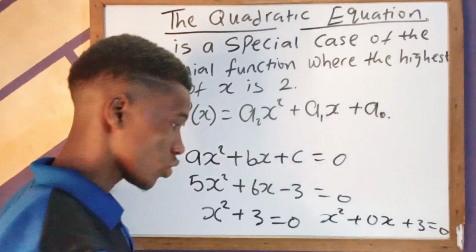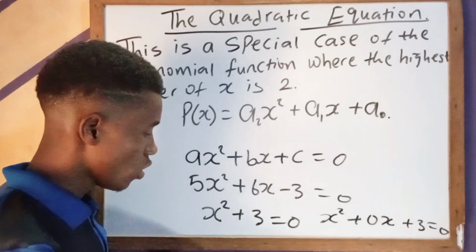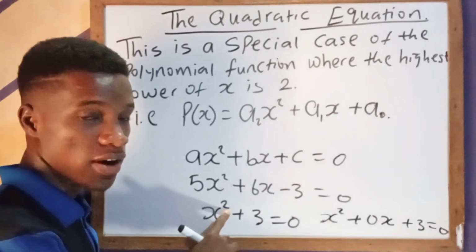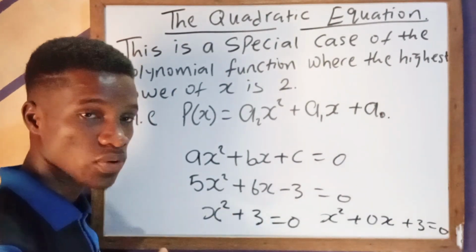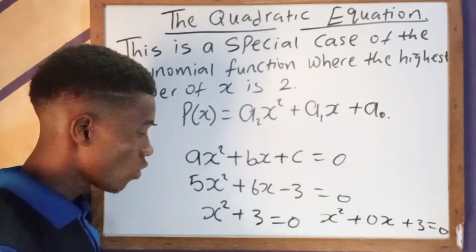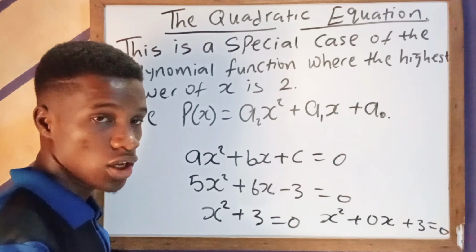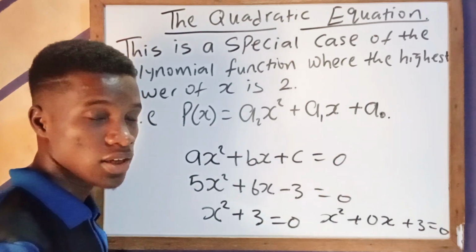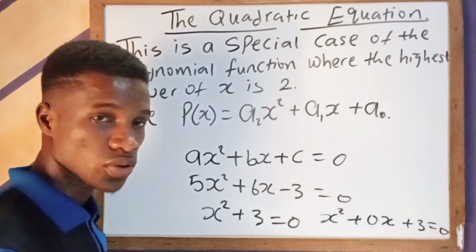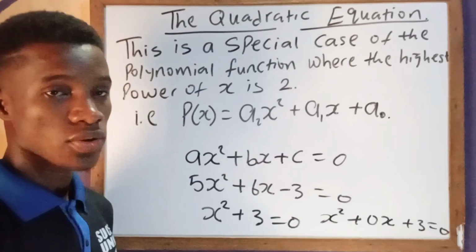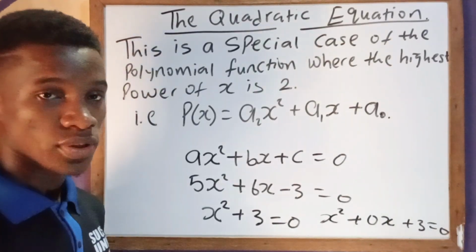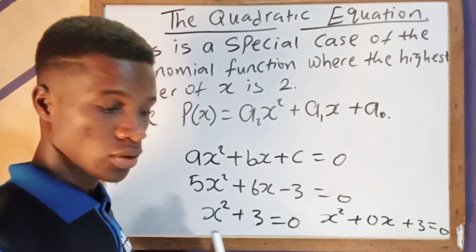So any equation or any polynomial function you see where the highest power of the variable, whether it's defined in terms of x or in terms of y, is 2, it is called a quadratic equation. When it's 3, it's called a what? Cubic equation. So there are different methods of solving quadratic equations, which I believe you may be familiar with, and we are going to look at them shortly.